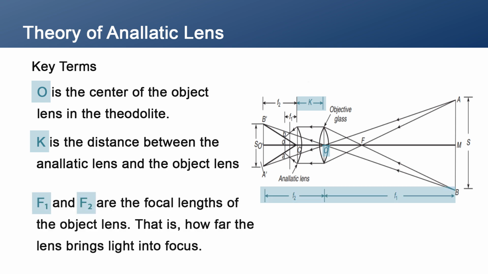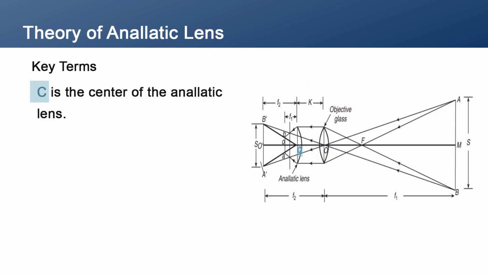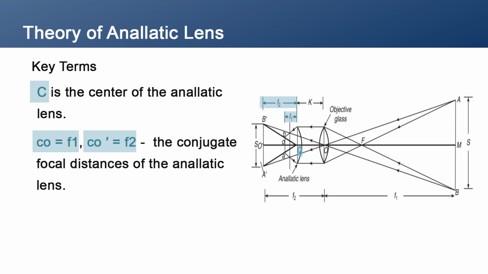F1 and F2 are the focal lengths of the object lens, that is how far the lens brings light into focus. C is the center of the analytic lens. CO is equal to small f1 and CO dash is small f2, the conjugate focal distance of the analytic lens.